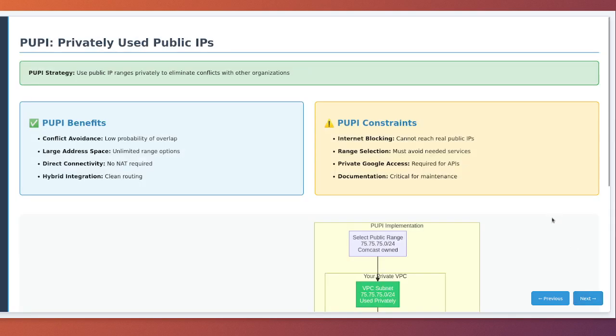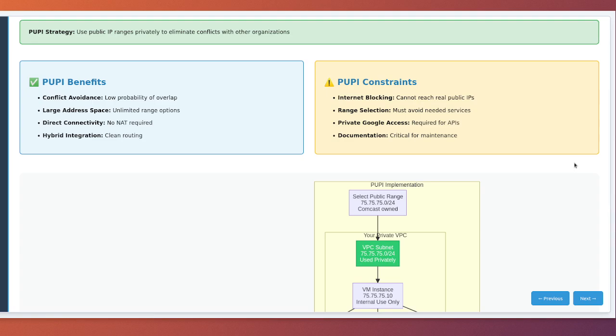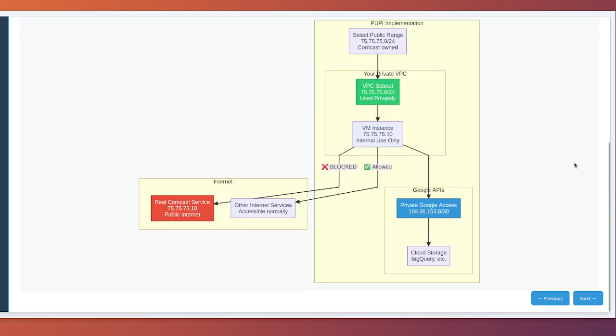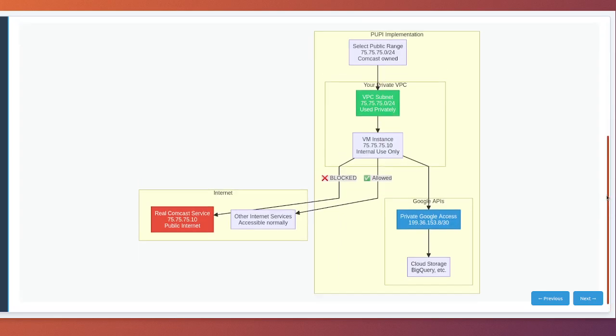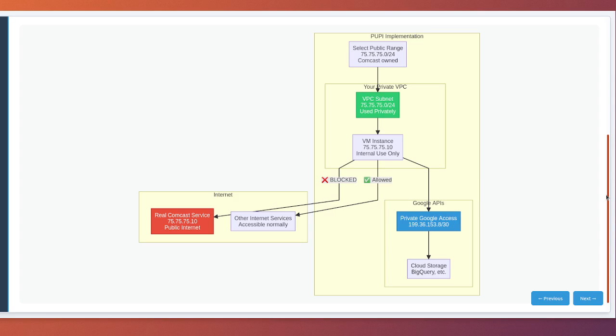PUPI. Using public IPs privately. PUPI, privately used public IPs, is Google Cloud's elegant solution to the IP conflict problem. The concept is brilliant. Instead of using RFC 1918 ranges that everyone else uses, you use public IP ranges that you'll never need to communicate with. The key insight is that you don't own these public IP ranges, but you're using them internally in your private network. This dramatically reduces the chance of conflicts with other organizations.